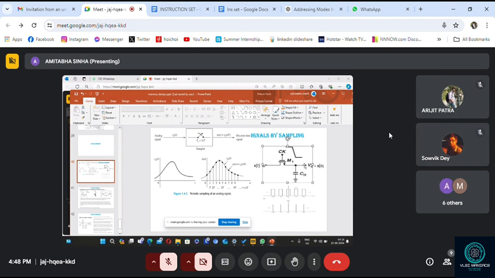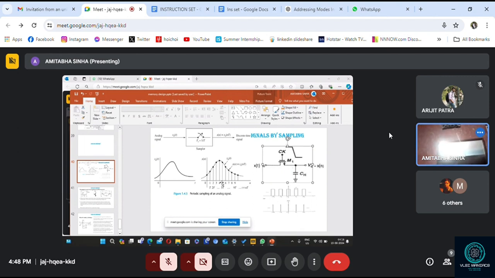This circuit is known as a sample and hold circuit. It is sampling by this transistor and the data is held in the capacitor. So this is a sample and hold circuit.